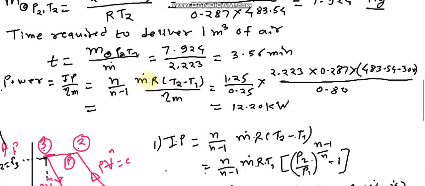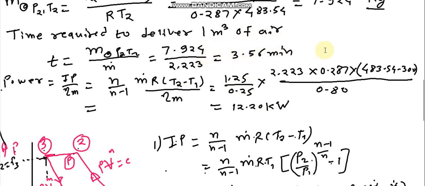We know T2, m, R and T1, and the mechanical efficiency. Put all these values in m dot R (T2 minus T1) upon mechanical efficiency. The power required is 12.20 kilowatt. So this is the third answer. This is the second answer, time required, and the first answer is volumetric efficiency.